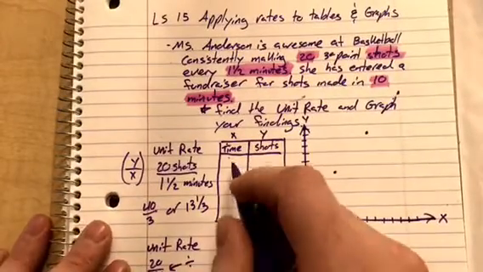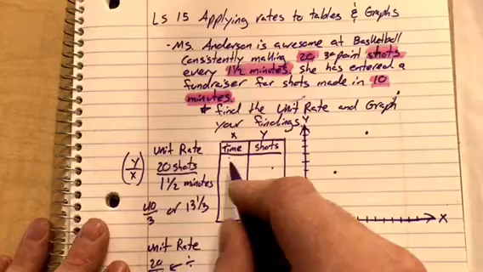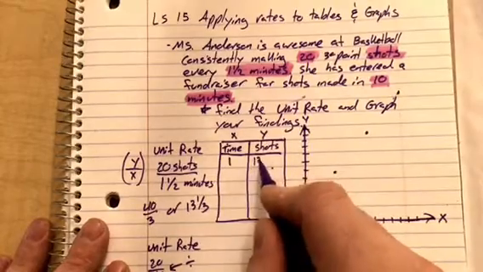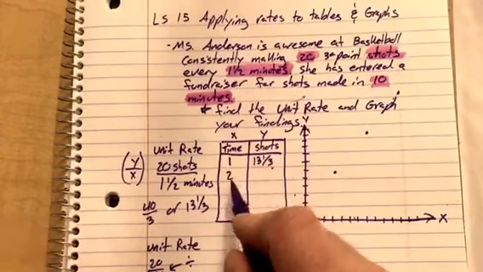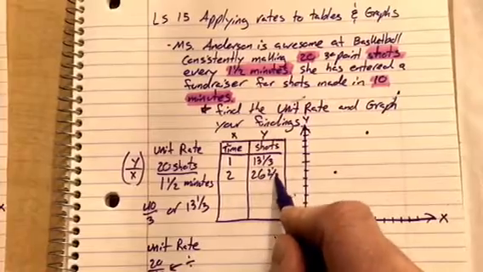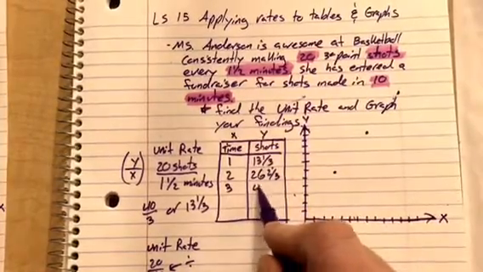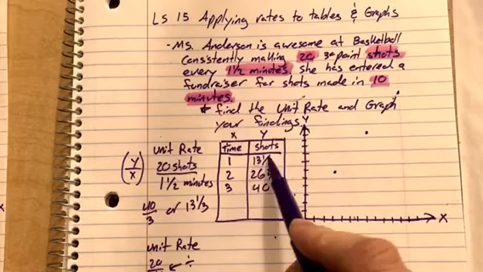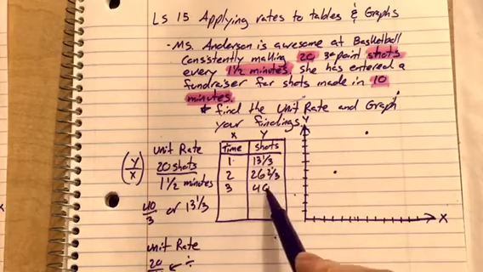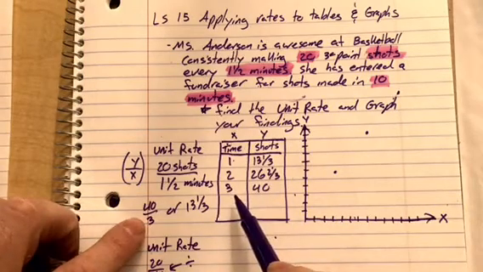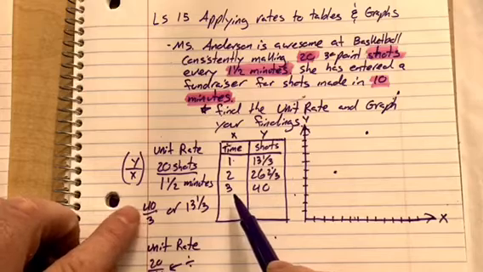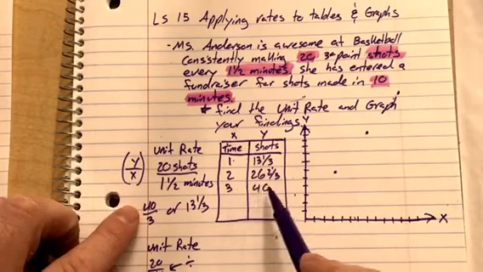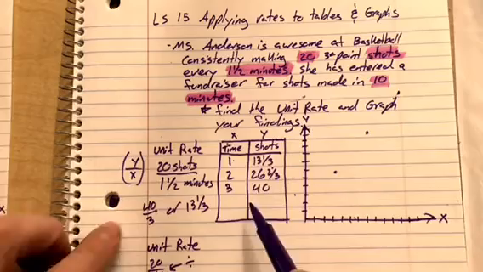And let's start plugging this in. So if you have time, for every 1 minute, you have 13.33 shots. This is the key. So let's look here. You have 1 shot, but now you have 40 over 3. That matches up with your other unit rate. So your unit rate that you solve in an improper fraction, that's going to be the same thing as one of your inputs here.